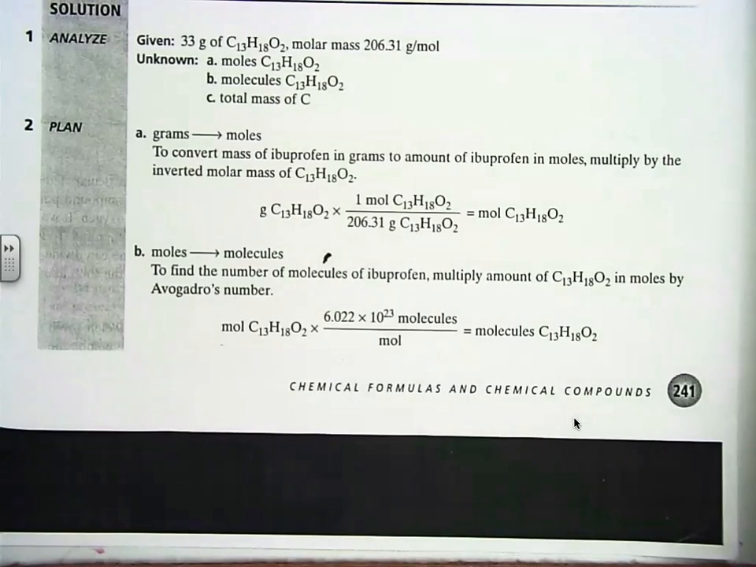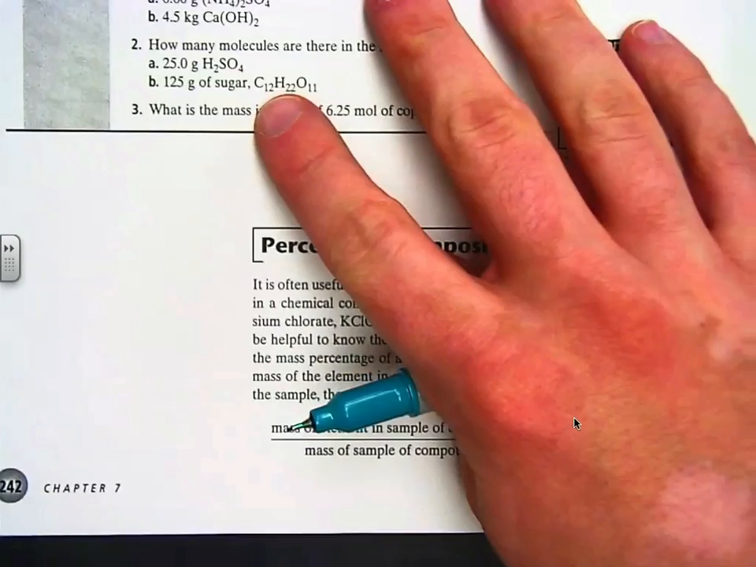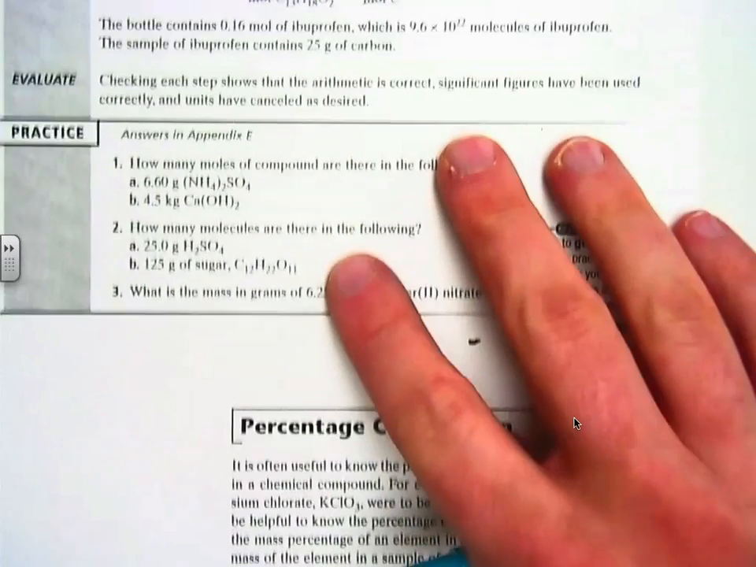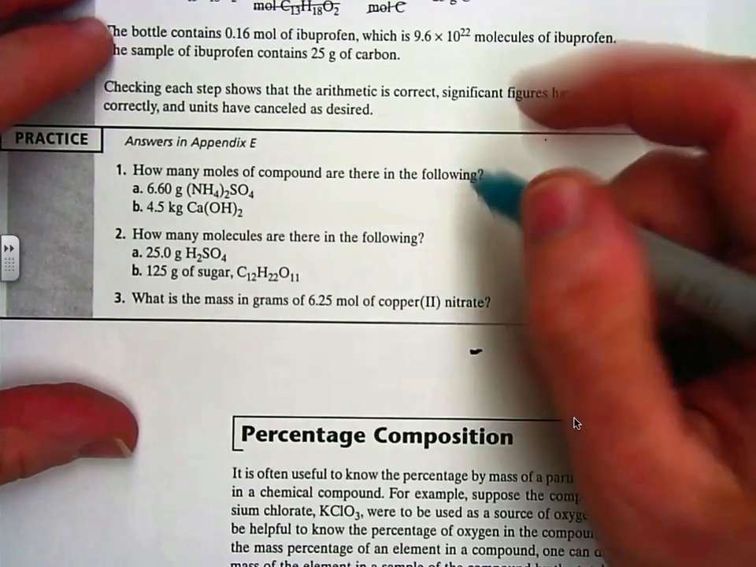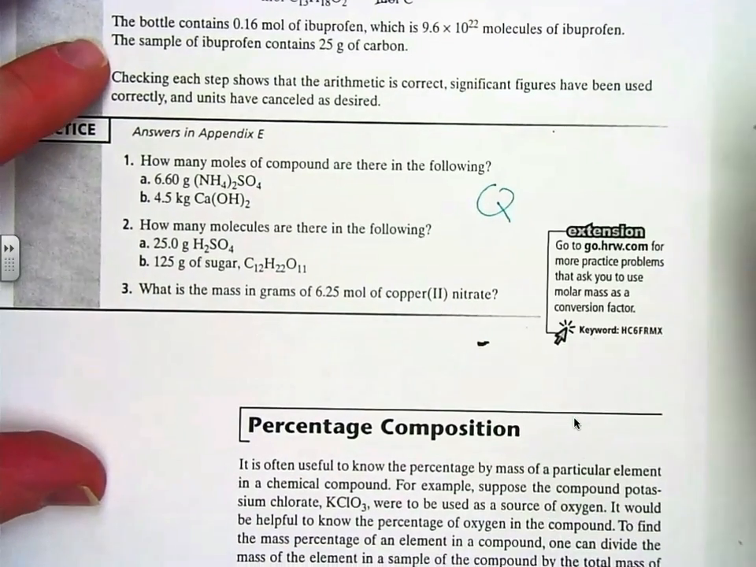On page 242, Mr. Worley, this sounds so familiar. We've done grams to moles and grams to molecules and moles to molecules before. This is easy. I'm glad you think so. Oh, check it out. Here's some good quiz questions. Do you feel comfortable doing these? If not, work them through.